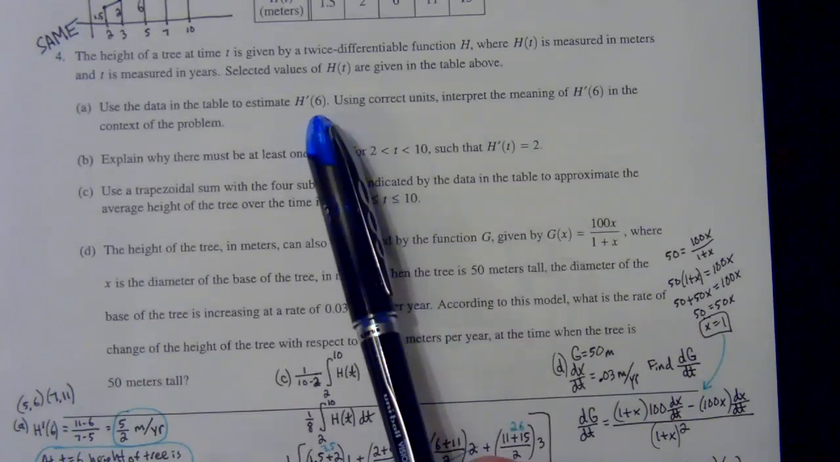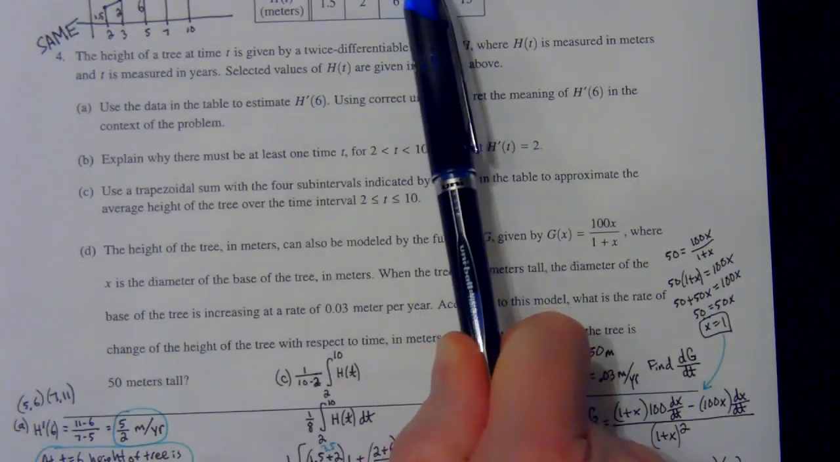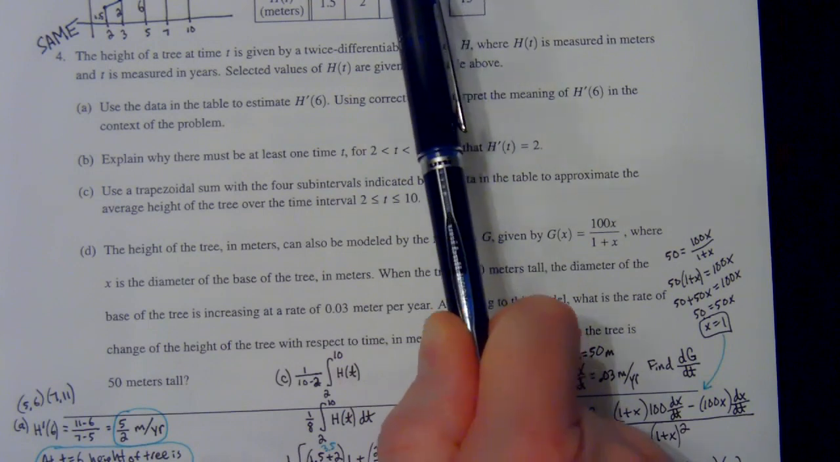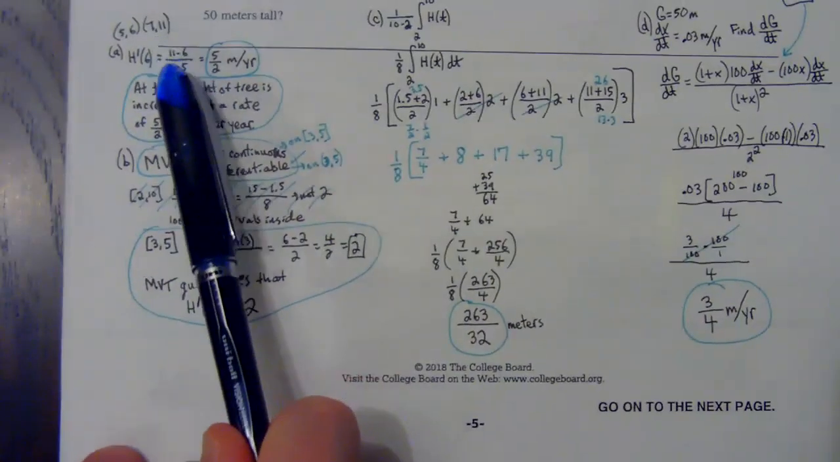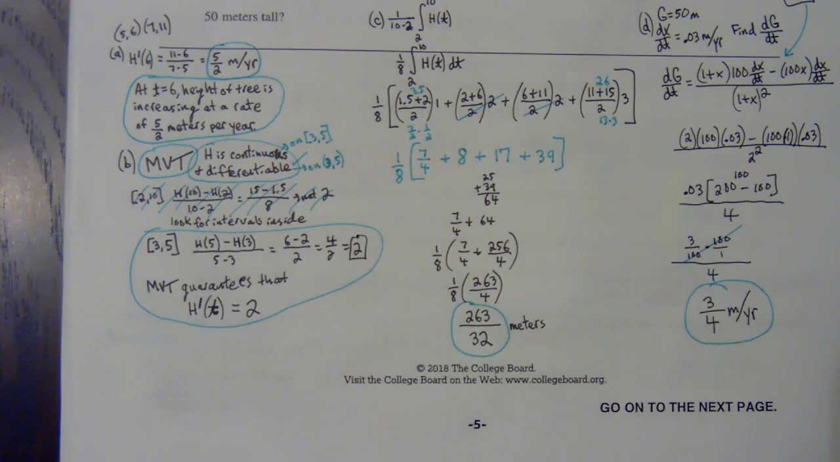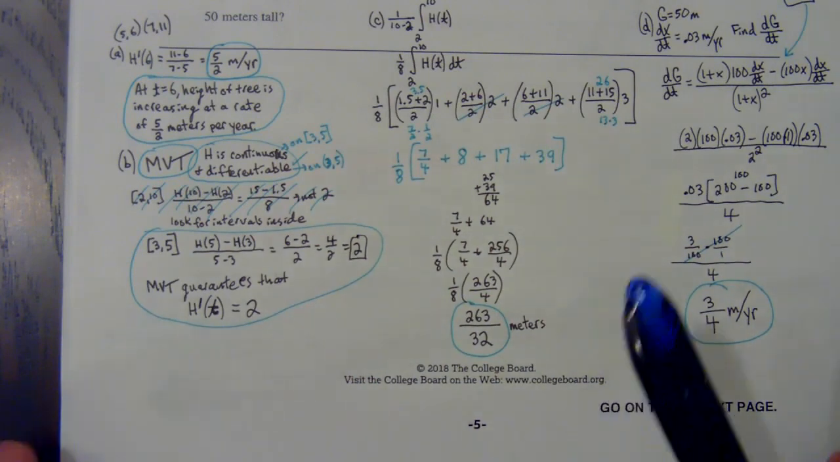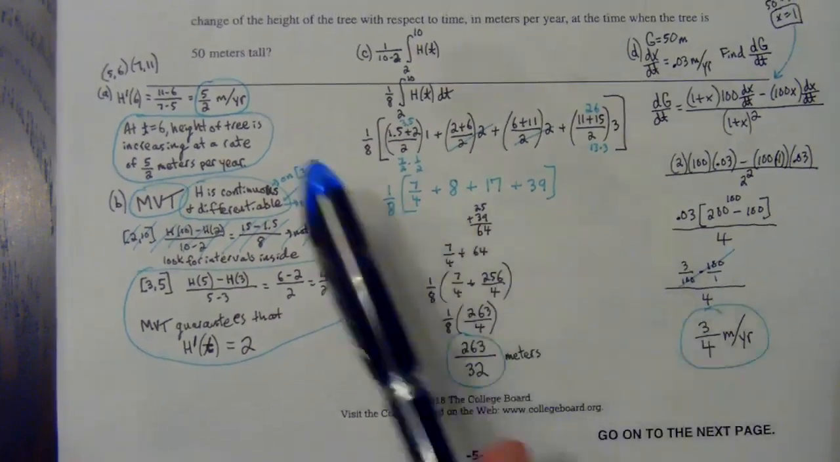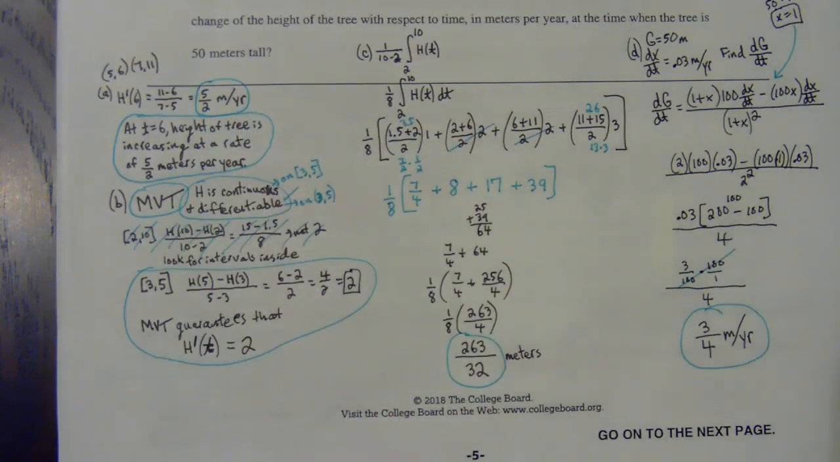Part A says h prime of 6. Derivative is slope, so just go in between 5 and 7 where the 6 lies, and just write down the points, (5, 6) and (7, 11). Do your slope formula, subtract the y's on top, x's on the bottom. It does say indicate the units, and explain it in the context of that problem. So once you get that 5 halves, you know it's going to be meters per year.